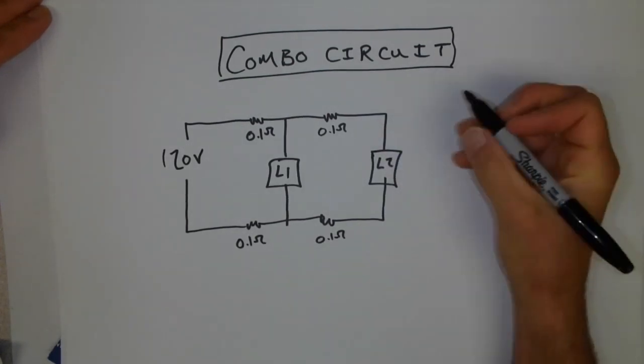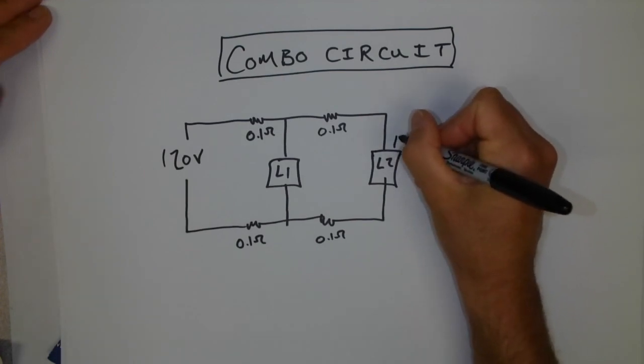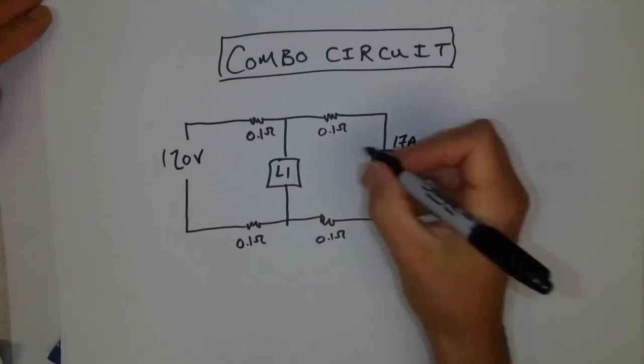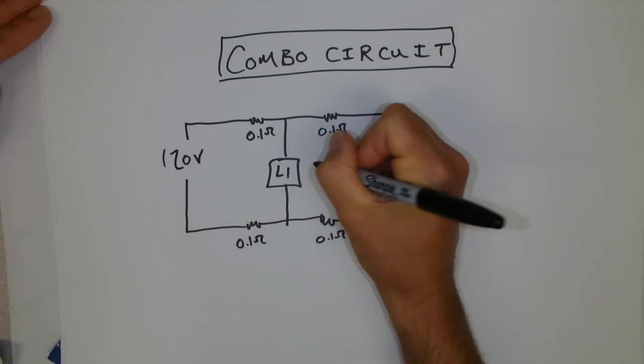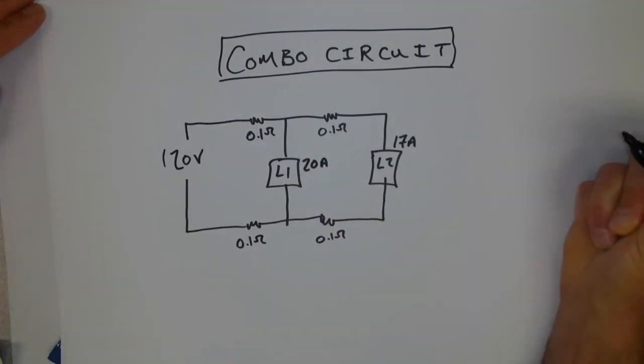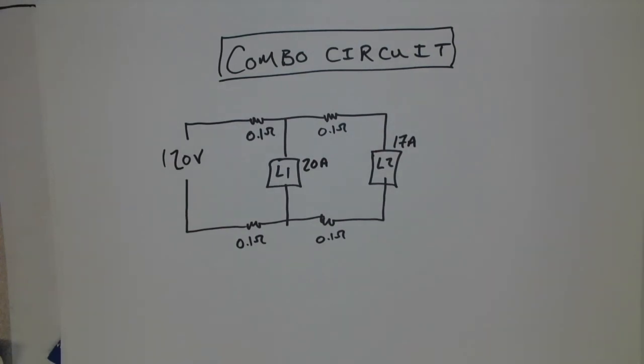Load 2 would, let's, I don't know, I'm going to pick a number. Let's say 17 amps. I like that, 17 amps. And this one over here, load 1, let's say that's a 15 or a 12. Let's make it a 20 amp load. All right, so we got a 20 amp load and a 17 amp load, known as load 1 and load 2.